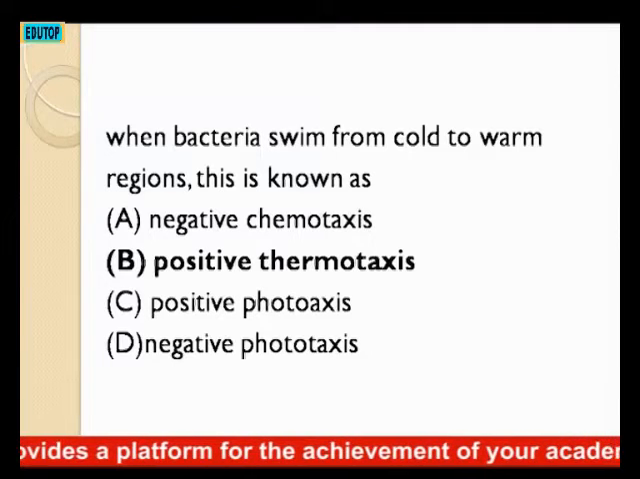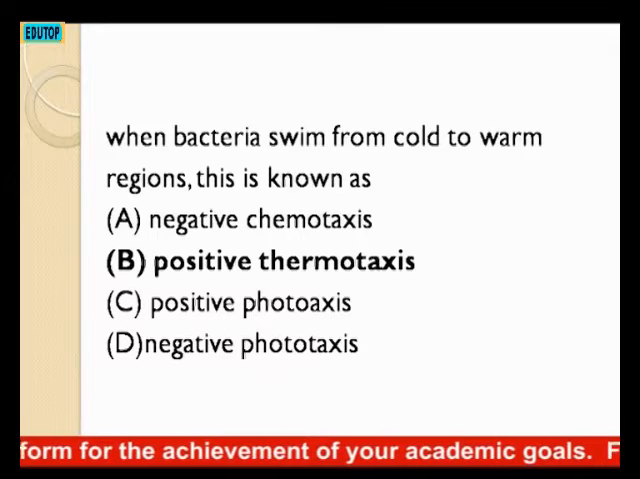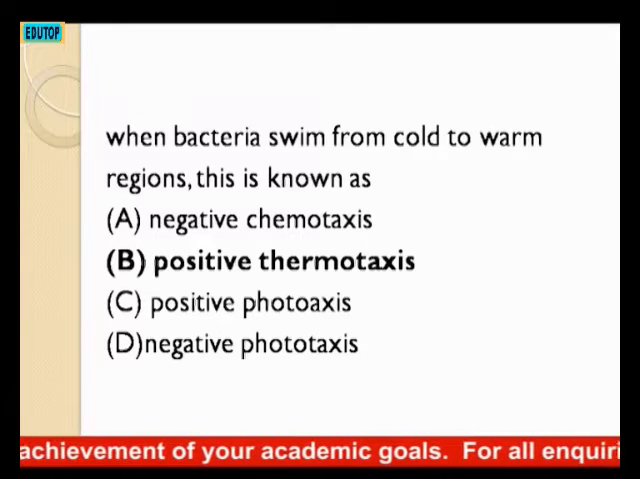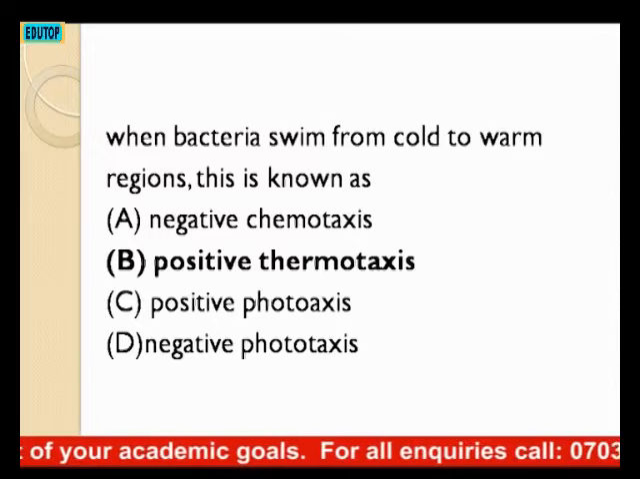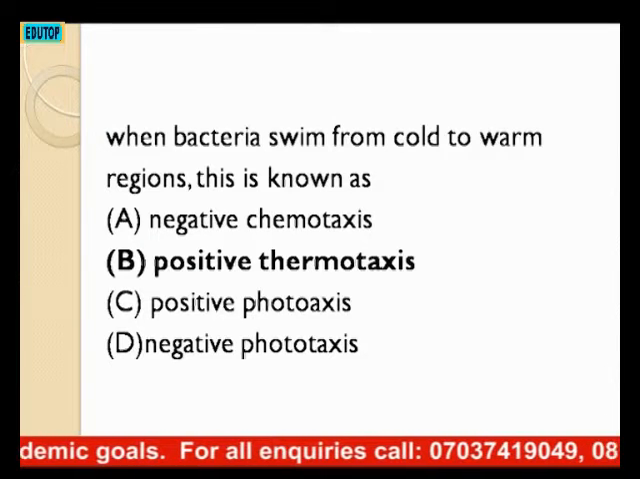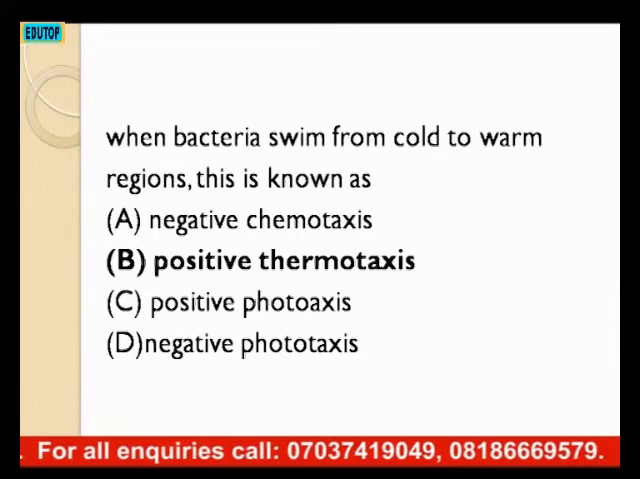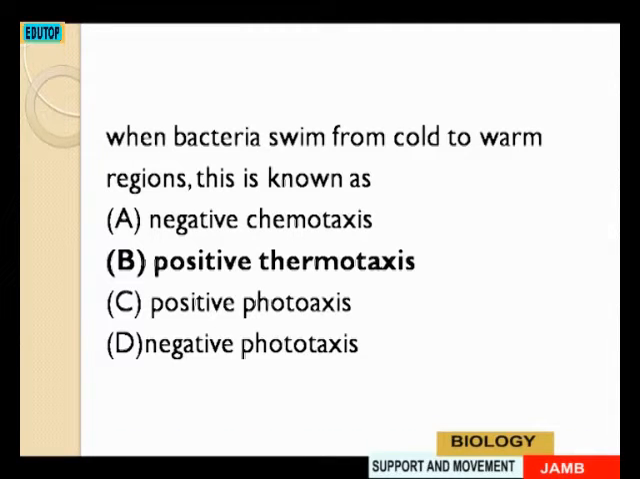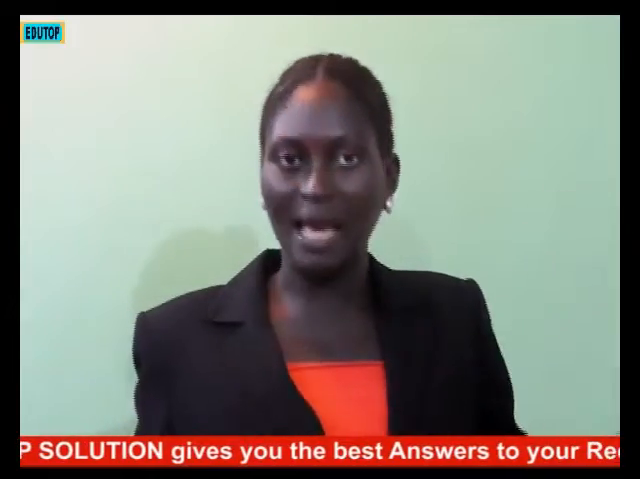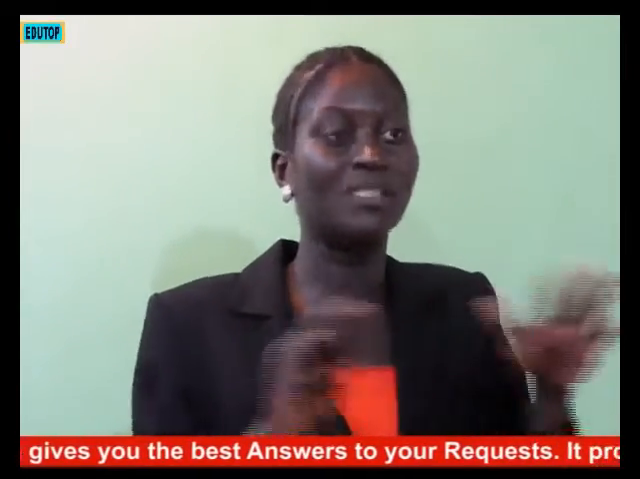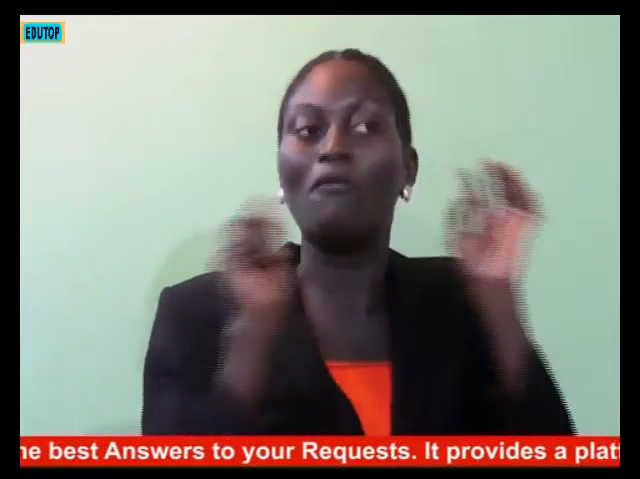The next question says, when bacteria swim from cold to warm regions, this is known as what? That is, what type of movement is that? A. Negative chemotaxis, B. Positive thermotaxis, C. Positive phototaxis, D. Negative phototaxis. This question is very simple to answer if you are smart, even if you don't know the details, in the sense that bacteria swimming from cold to warm regions is talking about heat, and heat means thermo. So that settles it because there is only one thermo in your options here.